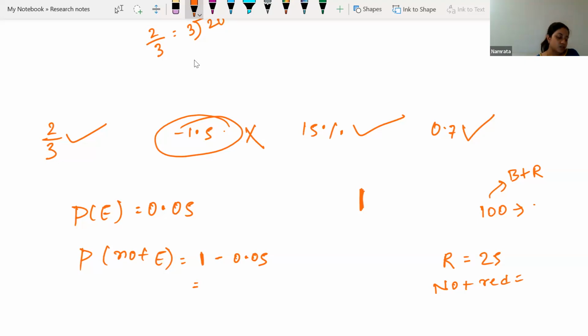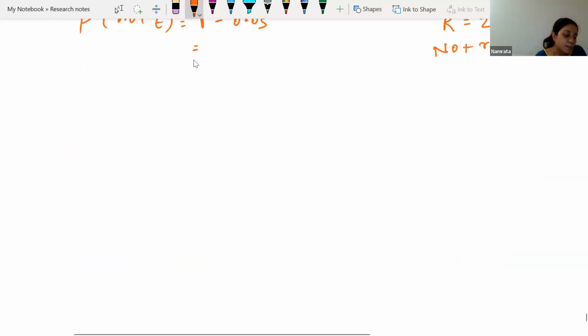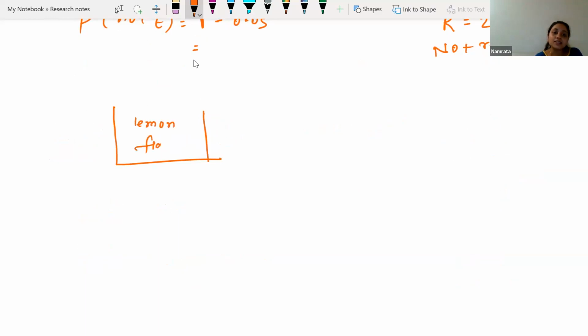Okay, let's move to the next one. A bag contains lemon flavored candies only. Malini takes out one candy without looking into the bag. What is the probability that she takes out an orange flavor candy? So there is a bag. Which type of candy is there? Lemon flavored candy only. How many is there? It's not written. But whatever is there, that is only lemon flavored candy.